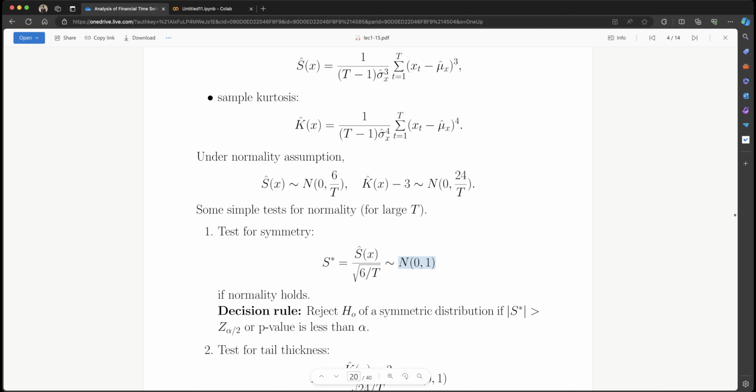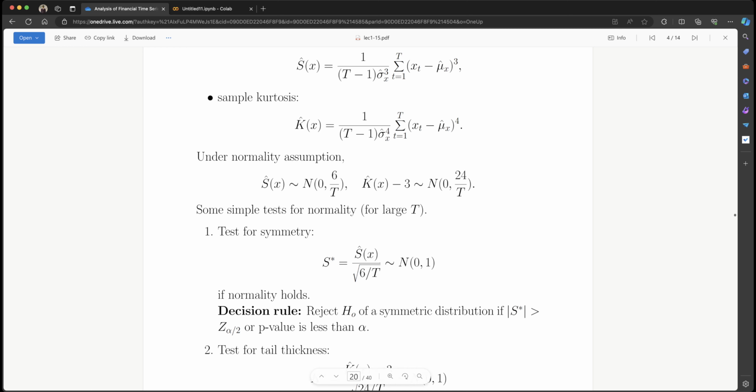Decision: reject null hypothesis. The null hypothesis is that the data is from normal distribution, and we can reject the null hypothesis on the symmetric distribution if this number is very extreme, too small or too large. Usually we use a 5% rule or 1% rule.